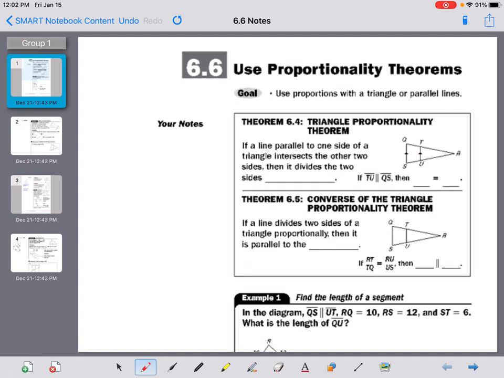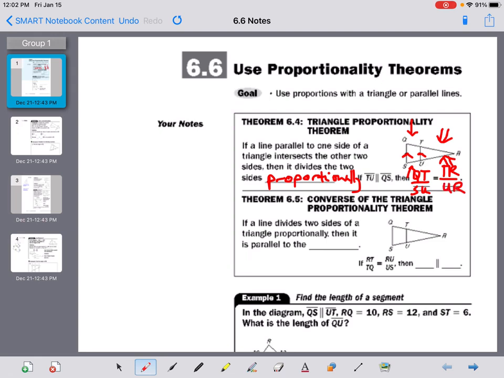If a line parallel to one side of a triangle intersects the other two sides, it will divide the two sides proportionally. So I see my parallel sides, and that means that this side here, QT, is going to be in proportion with the one below it, SU, and then this side over here, TR, is proportional to this one down here, which is UR, okay? So we're going to get these proportional things.